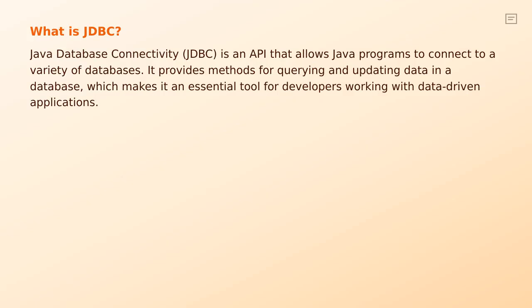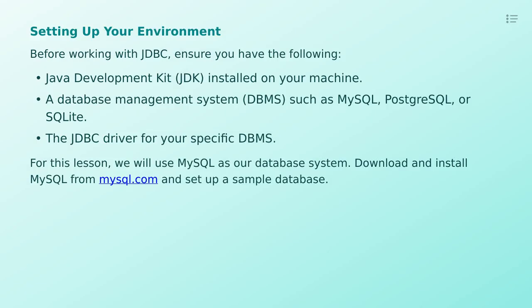Now we're on what's JDBC. Java Database Connectivity, JDBC, is an API that allows Java programs to connect to a variety of databases. It provides methods for querying and updating data in a database, which makes it an essential tool for developers working with data-driven applications.